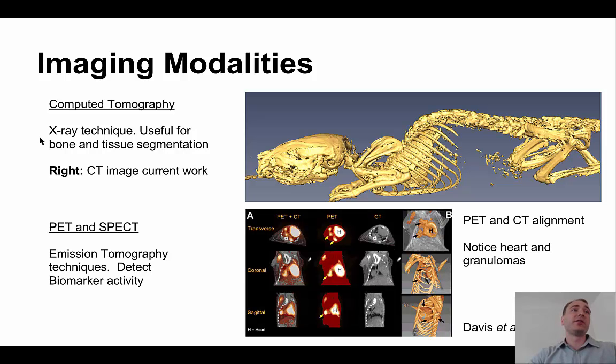So to track the biomarker, we use positron emission tomography and single photon emission computed tomography. The biomarker we used was one that was specific for glucose, and here you can see in the images what are probably different granulomas, but also the heart is positive for glucose activity. And in the computed tomography images, you can see the rib cage and the spine. And basically the idea is that you want to segment out the lungs and also the heart.